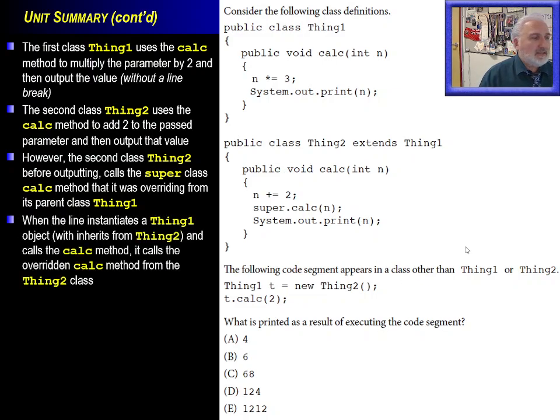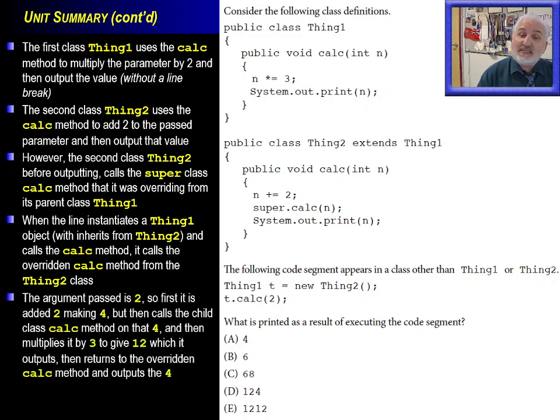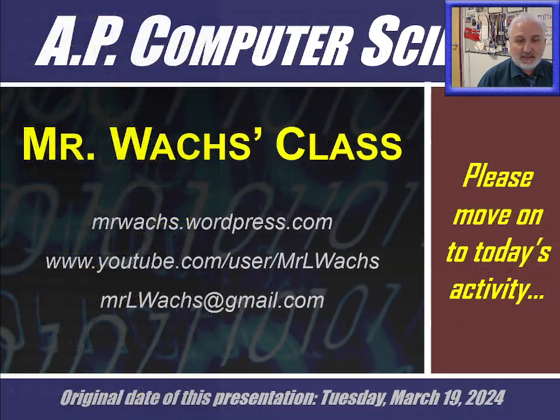So if you think about that, when it calls that overridden method, it passes it a 2. So it first adds 2 to it, making it 4. Then it calls the overridden method, takes that 4, multiplies it by 3, generating 12, which it outputs first. It's a print, not a println. And then it immediately goes back to where it was called and outputs n, which is 4. Therefore, we are outputting a 12 immediately followed by a 4, which gives the correct answer as answer D in this case.